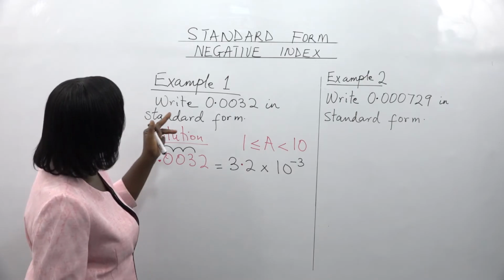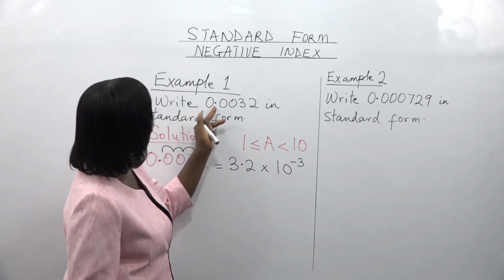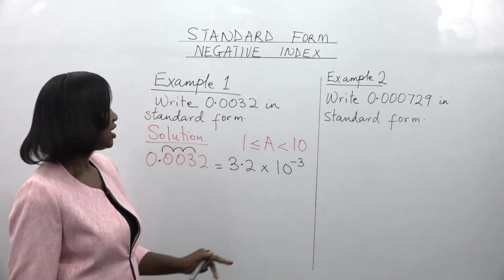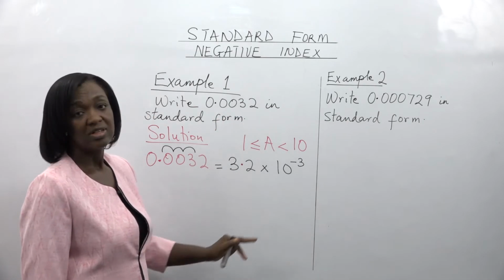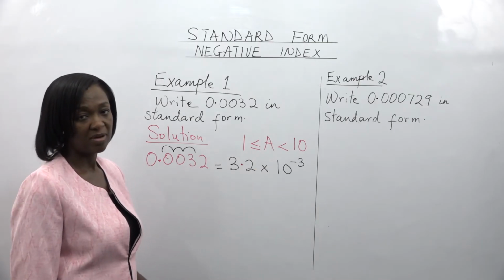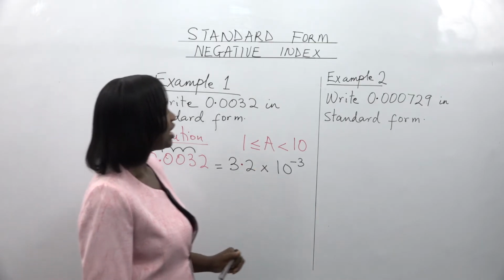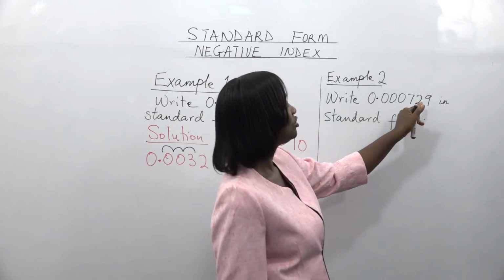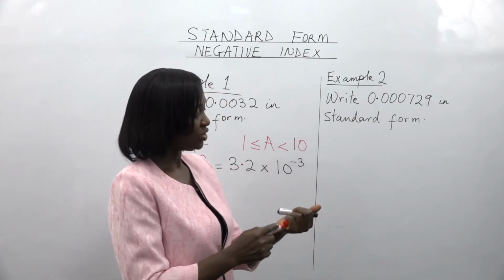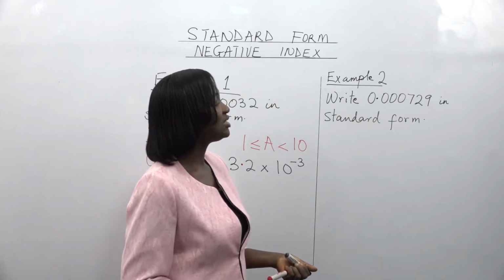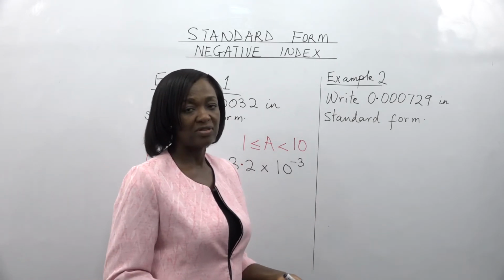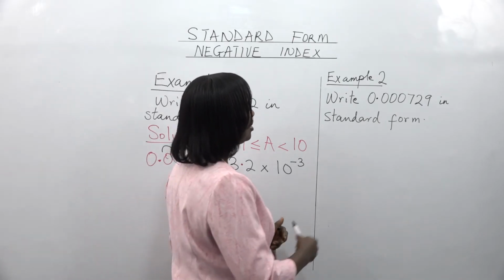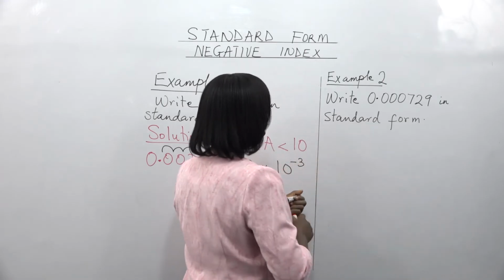So the number 0.0032 written in standard form is 3.2 times 10 to the power minus 3. In the next example, we have 0.000729. We just need to determine how many steps, how many powers of 10 do we need to multiply by. So let's take the solution.